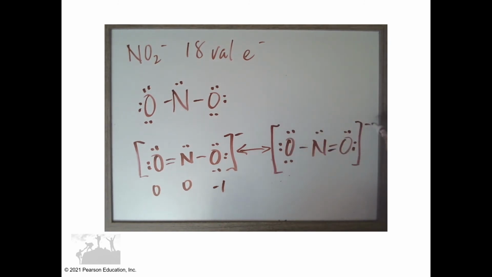We still need the brackets and we still need our charge. This oxygen on the left hand side would have a formal charge of -1. This nitrogen is 0, and this oxygen is 0. So you can see the number of valence electrons are the same in both forms. The formal charges are the same in both forms.